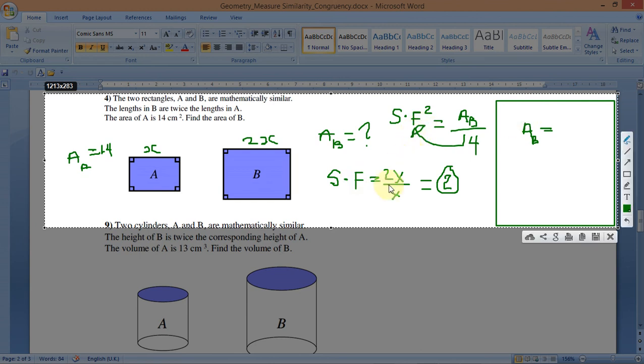So the scale factor is 2. So 2 squared is 4. So 4 times 14. You can go ahead and use your calculator to complete that. So 4 times 14 is 56. Therefore, the area of B is 56 centimeter square.